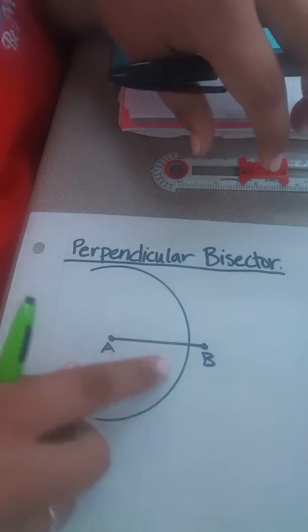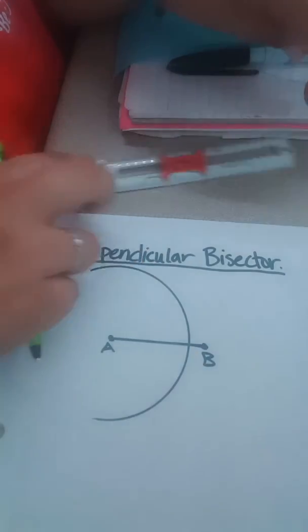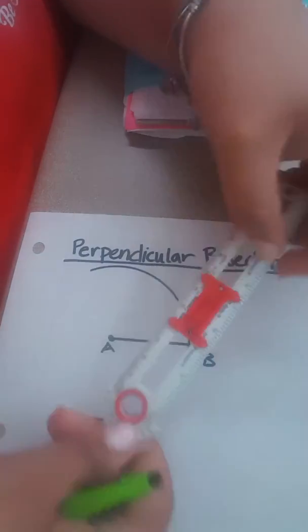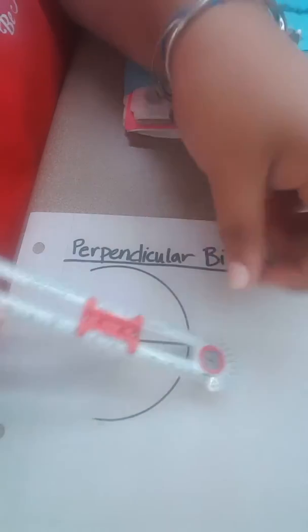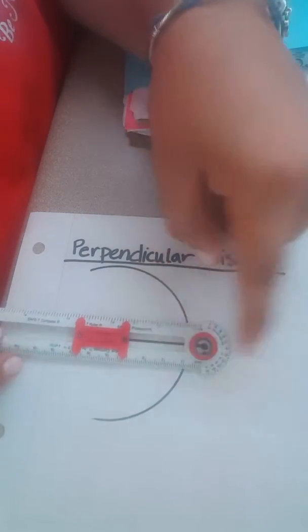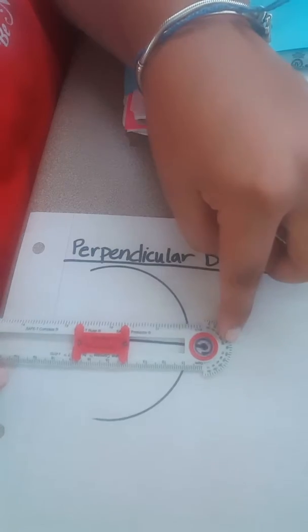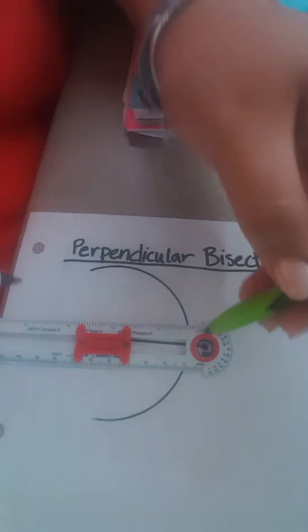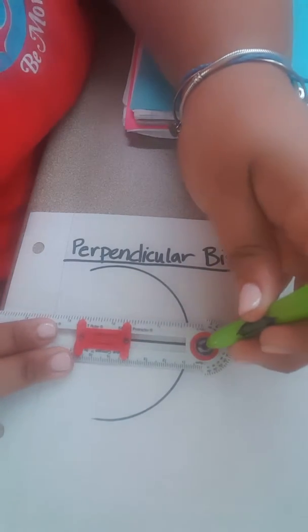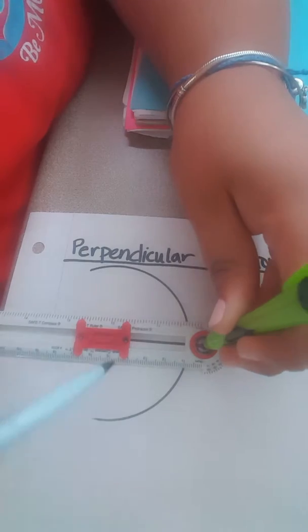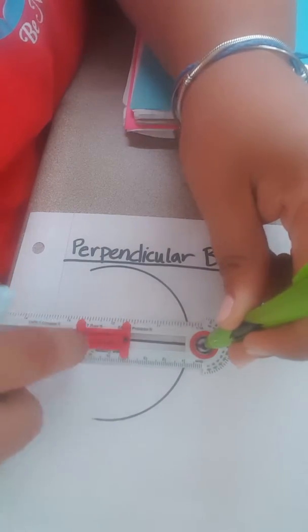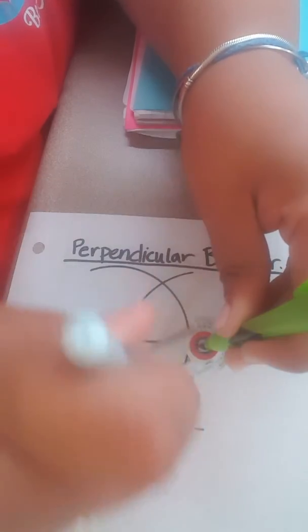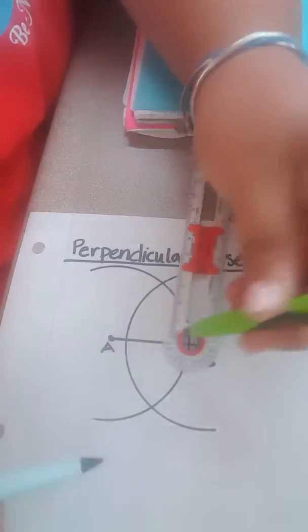And now we're going to do the same exact thing, but on point B. And we're going to use the same exact dot setting that we used. So don't touch this, don't move it. And again, we're just going to put this white dot, the clear dot, on point B. I'm going to go ahead and stabilize it with my pen. And I'm just going to make an arch using the same setting. And I'm just going to darken my arch, like that.